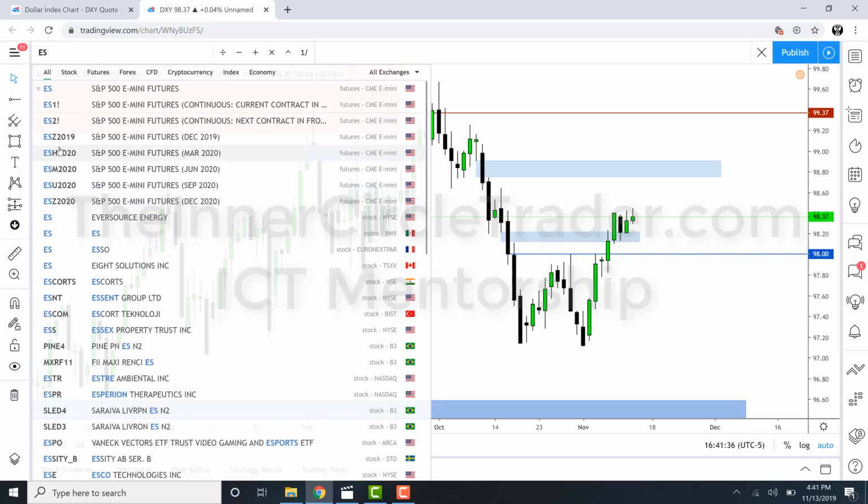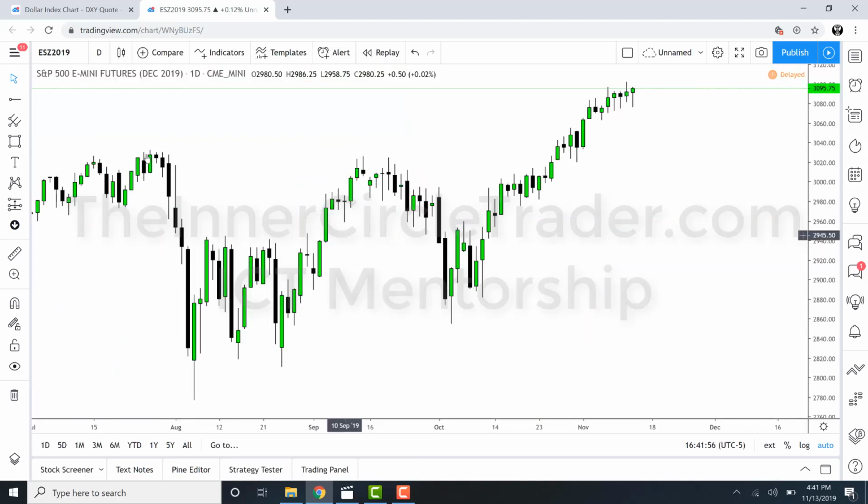So there's your four contract delivery month codes from the beginning of the year. The earliest one is March for H, M for June, U for September, Z for December. Okay, but right now the nearby contract for December is the most active, and that's the one you would be focusing on and following.